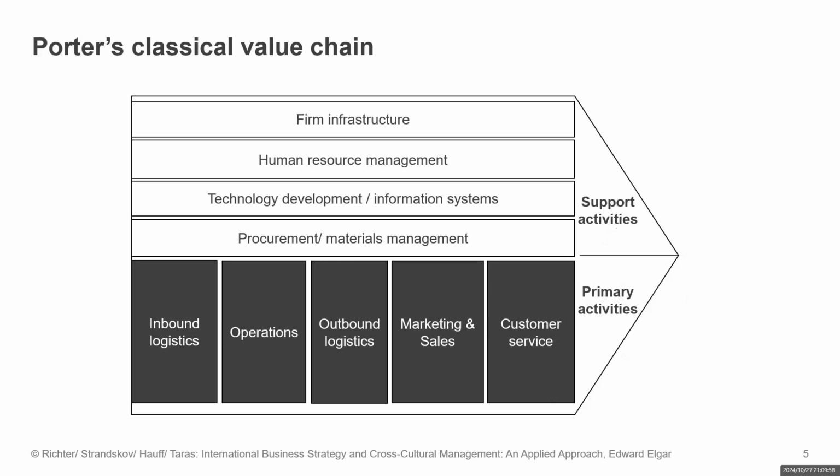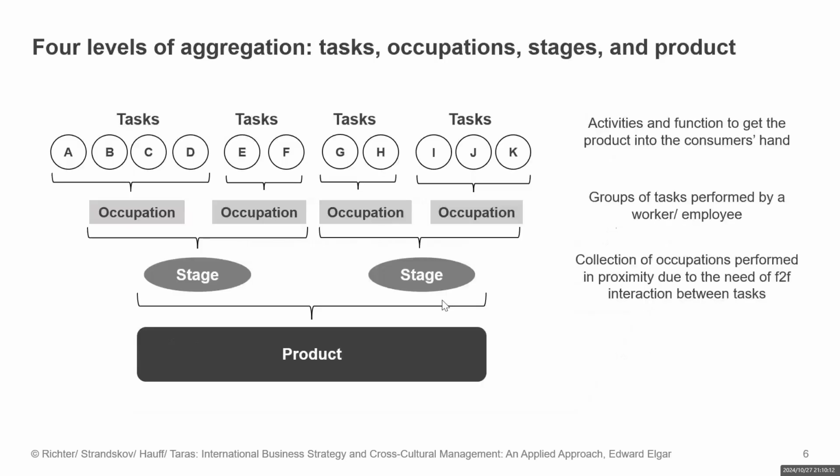So with Porter's value chain framework, we're looking at activities within the firm to improve competitiveness. But the framework can also be extended to local, regional, or global level. Then to understand the activities involved in the value chain, we further differentiate the 4 levels of aggregation: tasks, occupations, stages, and then products. We can take phone manufacturing as an example. Tasks are specific activities or jobs involved in making, let's say, a phone.